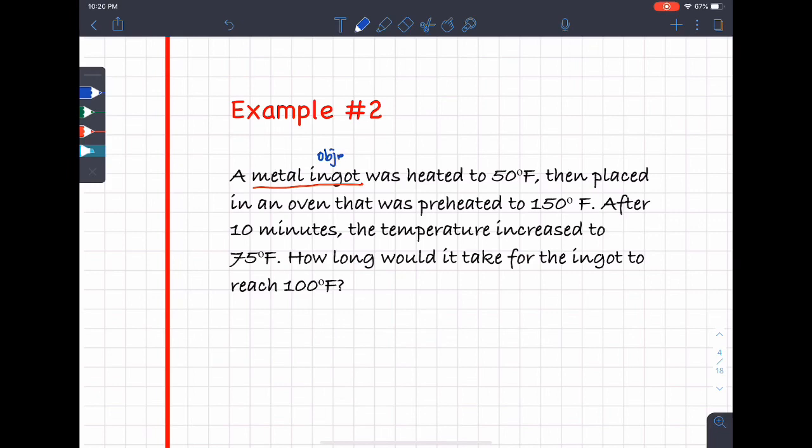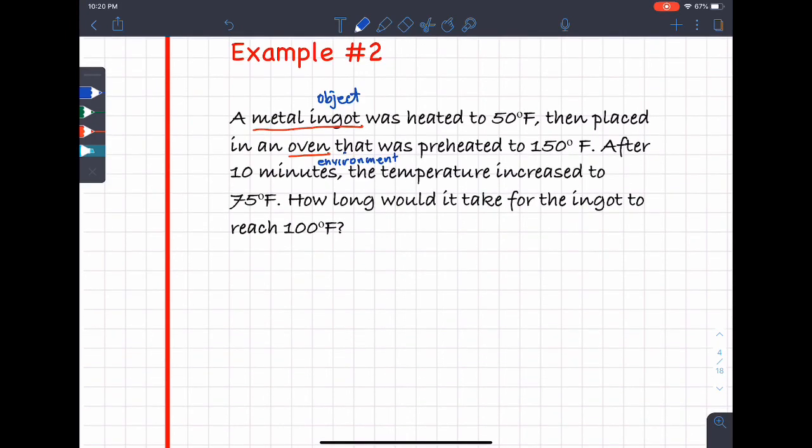So this is our object, and then the environment. Where are we going to place the metal ingot? This is placed in an oven. Therefore the oven is our environment. Since we were able to identify those things, we could now write down our given.